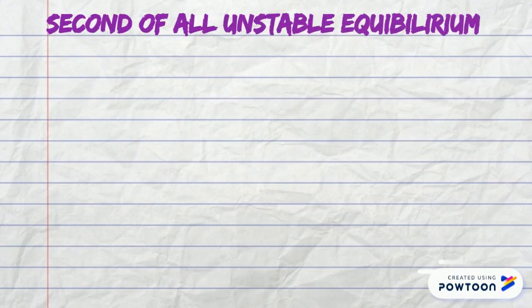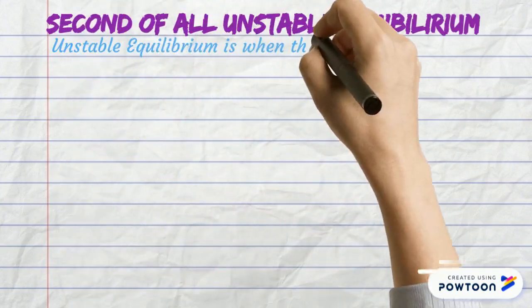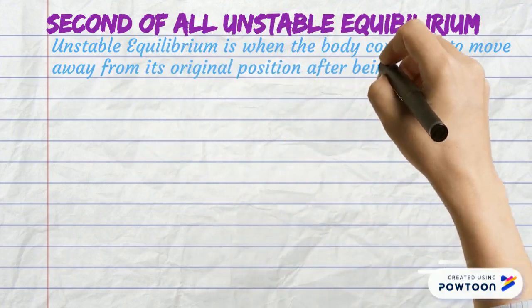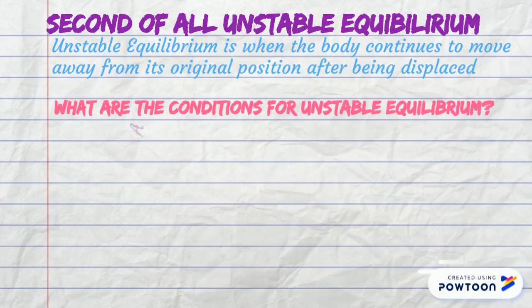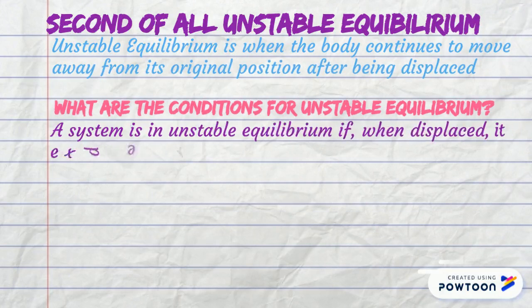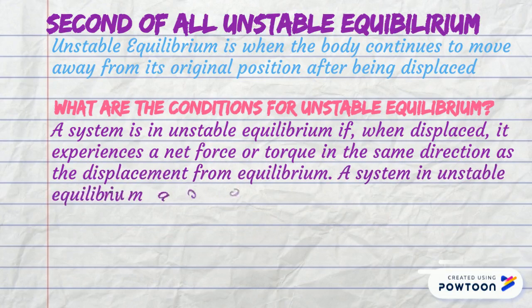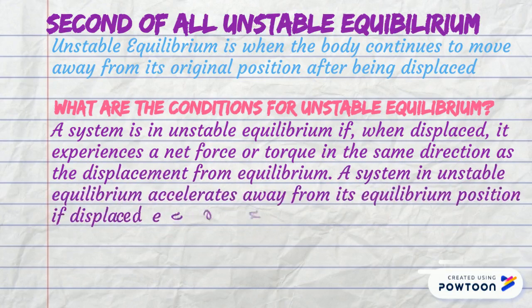Second of all, we've got unstable equilibrium. It is when the body continues to move away from its original position after being displaced. What are the conditions for unstable equilibrium? When displaced, it should experience a net force or torque in the same direction as the displacement from equilibrium. It accelerates away from its equilibrium position if displaced even slightly.